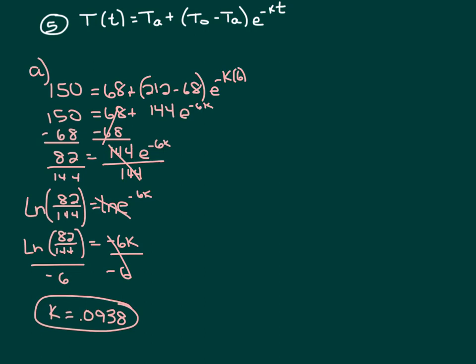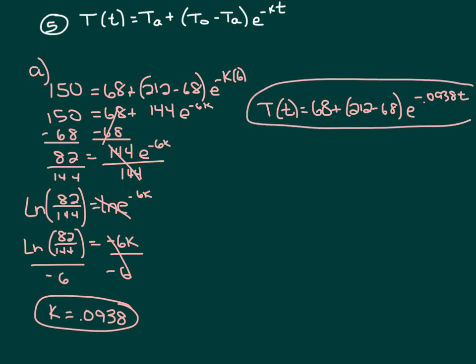So they want us to leave it as T of t. They want us to leave it in terms of time. So we can rewrite that as T of t equals, well, we're still going to have the 68 plus 212 minus 68. Now, this time, we know the k, so we're going to write e to the negative, and let's plug in k, 0.0938, and that's going to be times t. So this would be the answer for letter A.